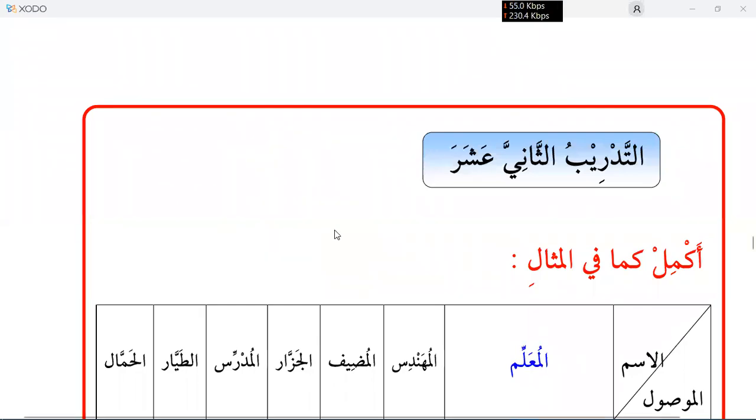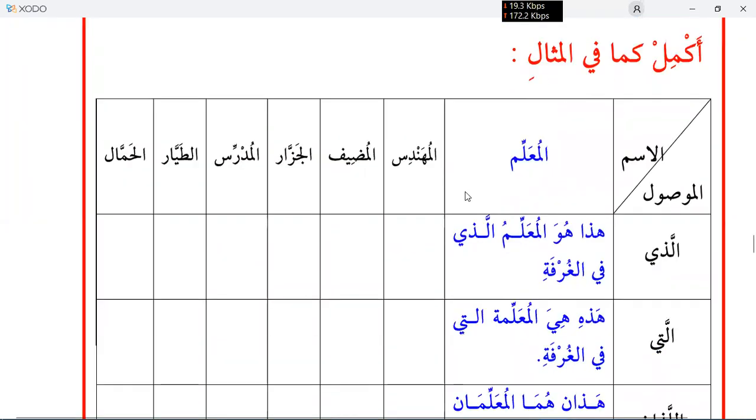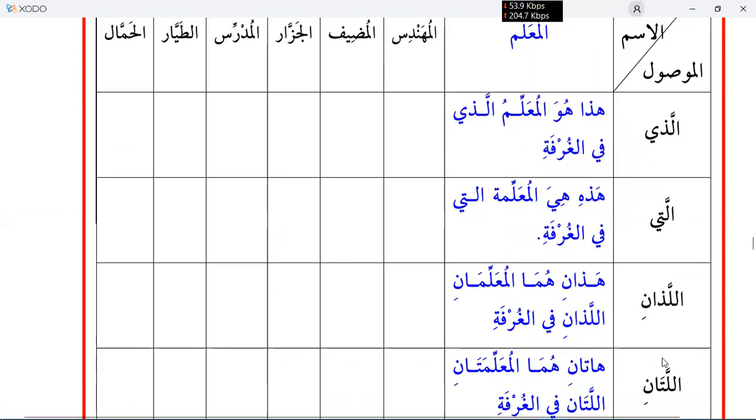Exercise 12: complete like in the example. In this exercise the nouns are given, and here some demonstrative pronouns are given.